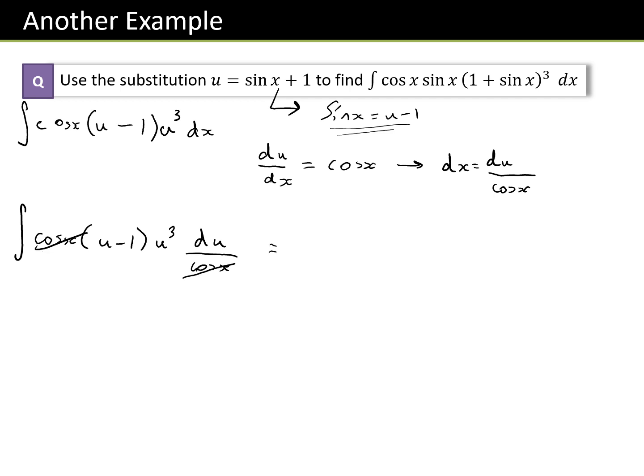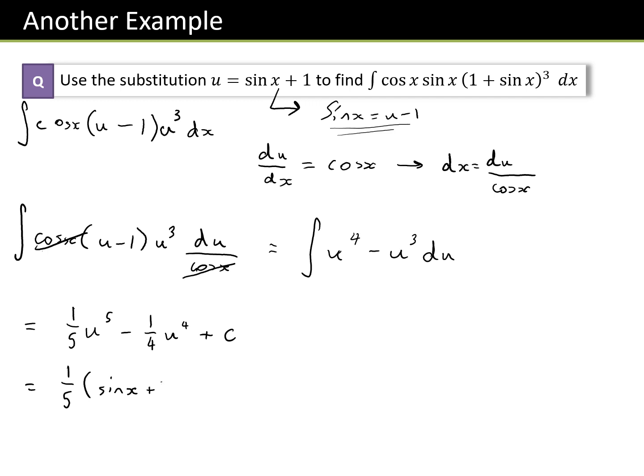Now this integration is actually quite nice now. U times u to the power 3 is u to the power 4. U to the power 3 times 1 is u to the power 3. We're integrating with respect to u, so our answer is 1/5 u to the power 5 minus 1/4 u to the power 4 plus c. Now again, remember, this has got u's, we want x's, so substitute u back in. So our answer is 1/5 (sine x plus 1) to the power 5 minus 1/4 (sine x plus 1) to the power 4 plus c.